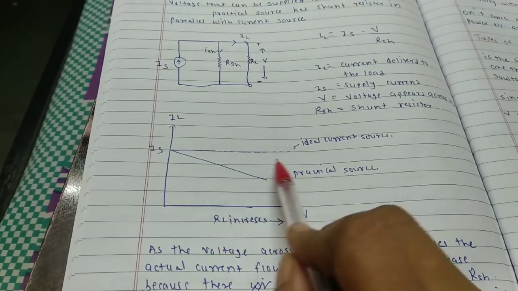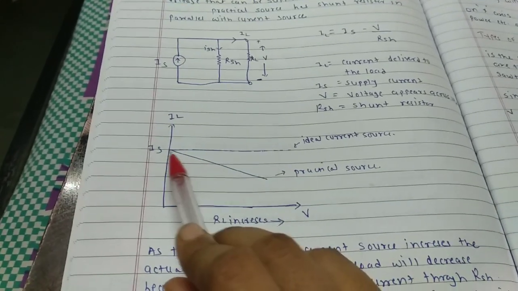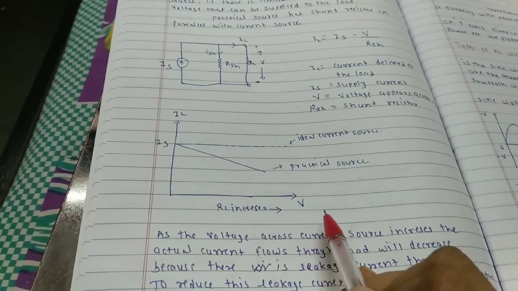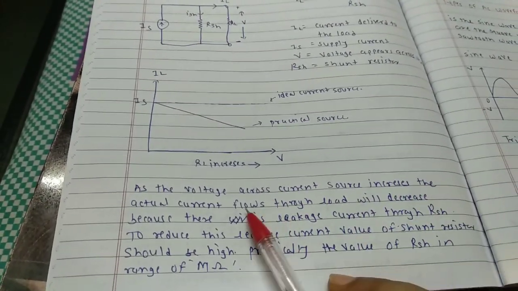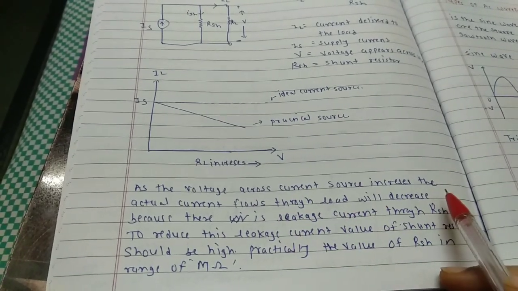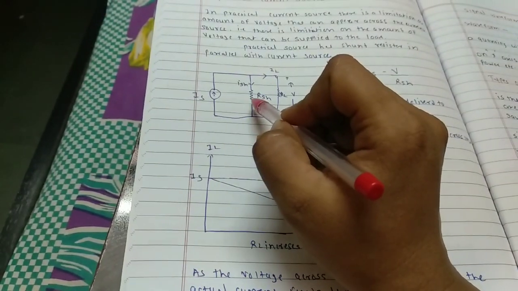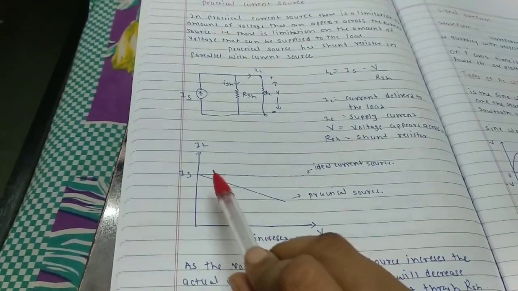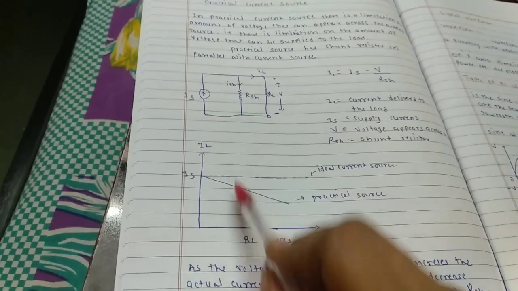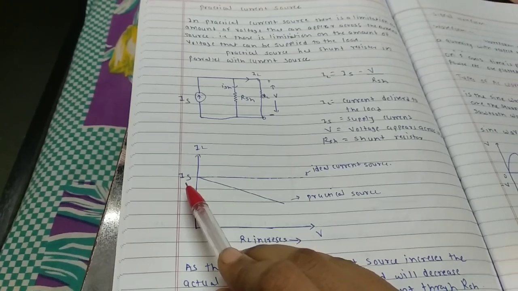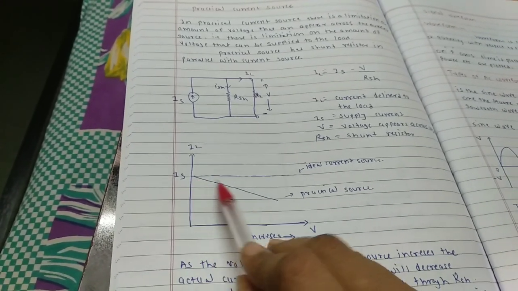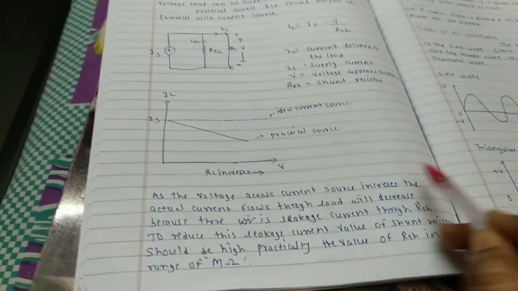An ideal current source has a straight line, and in a practical current source, the current decreases as voltage or RL increases. As the voltage across the current source increases, the actual current flowing through the load decreases, because there is a leakage current through RSH. That's why IL decreases. In the previous case, IL is constant and equal to IS, but here IL is not equal to IS. It is less than IS because it decreases as V increases.